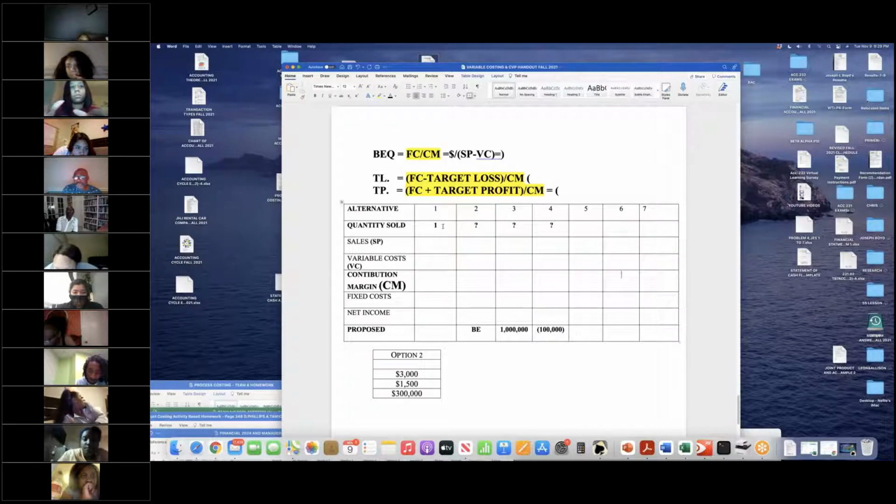So just do the first 2 rows. Let's just do the first 2 rows. Tell me what it looks like when you sell one item. Then tell me how many you got to sell to break even.